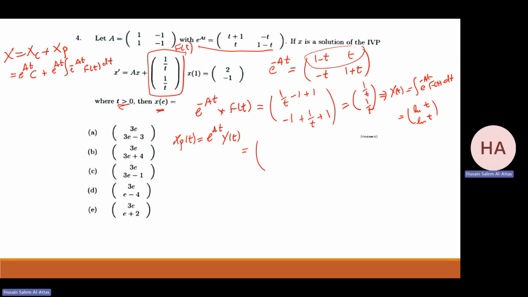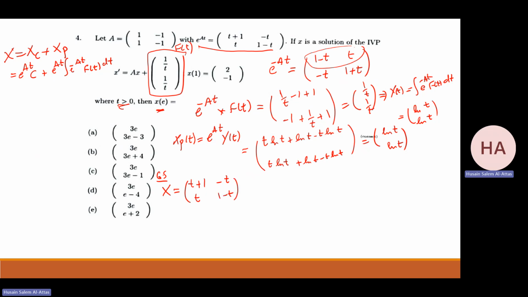Yeah, that would be what? I have this times that: t ln t plus ln t minus t ln t, and then I have t ln t plus ln t minus t ln t. And that will be ln t, ln t. Okay, that is x_b, we found x_b. Now we need to find x, the general solution. That will be t plus 1 minus t, t 1 minus t, which is e to the power At times c1, c2, plus this, ln t, ln t.